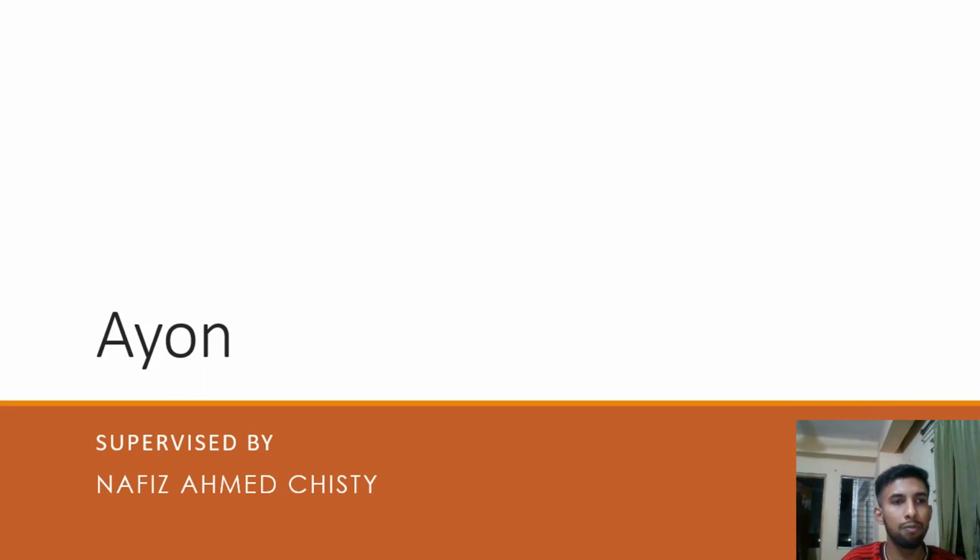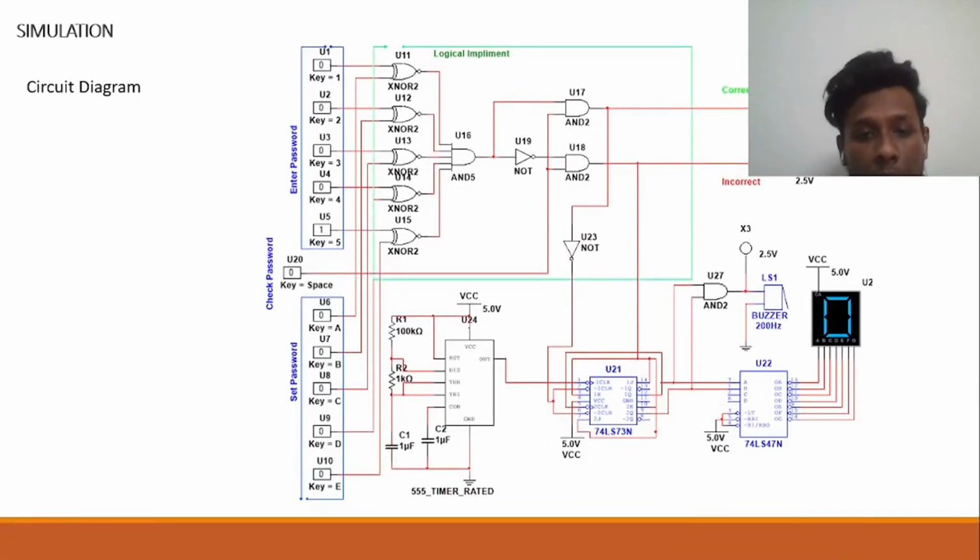Hello everyone, this is Muntasir Alamayon and I'll be describing the simulation of this digital password security system. First off, we use DIP switches to insert the password as input and also to set the password. We used an XNOR gate to compare them because we know the output of an XNOR gate will be 1 whenever the two inputs are the same. We used an AND gate to implement the correct password logic and a NOT gate to implement the incorrect password logic. We also use the 555 timer to generate a clock pulse and the JK flip-flop to store the authentication status, which in this case will store the number of attempts that are being made.